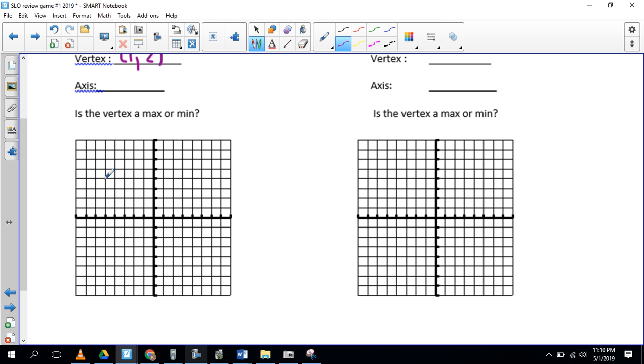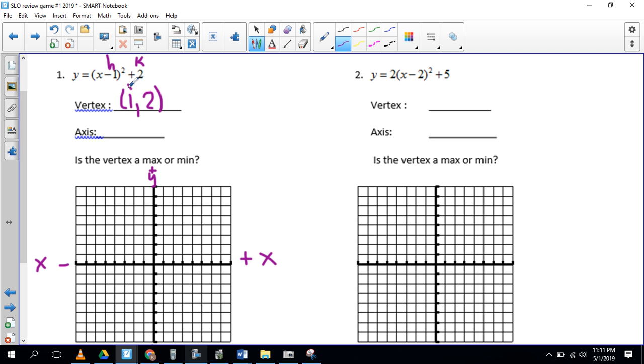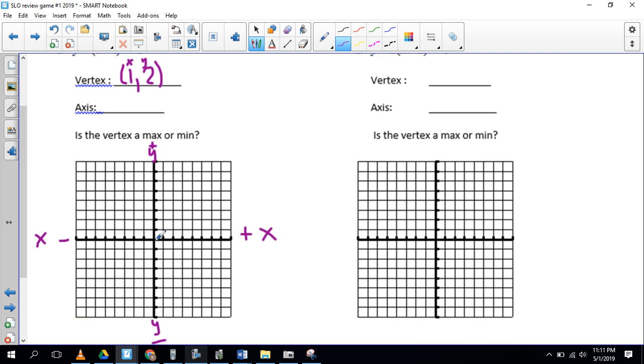And so 1, 2 tells me to go right, because we always go left or right first. So this is plus over here, minus. And this is my X value. And then this is my Y, positive. And this is my Y, negative. So remember, when we have a parentheses, X always comes first. It's ABC order, just like H comes before K. So I gotta go right 1. So I start at 0, 0, go right 1, go up 2, 1, 2.